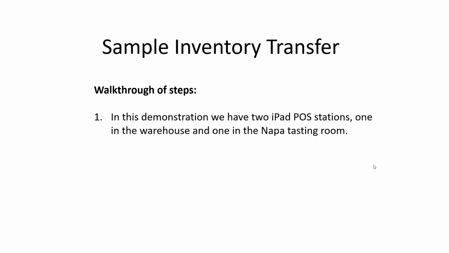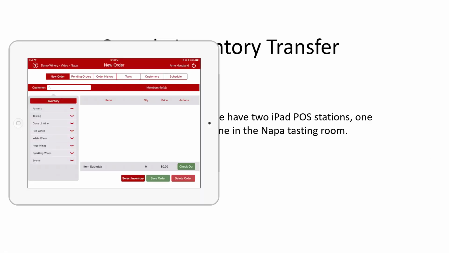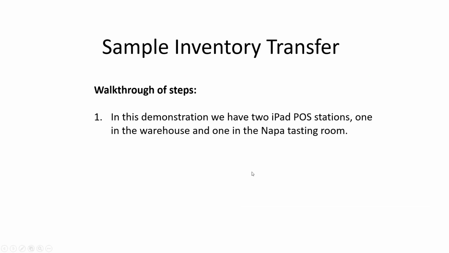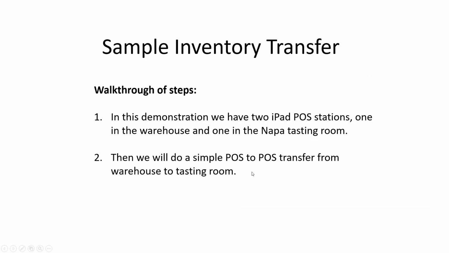So let me walk you through the steps that we're going to be showing you here. The first is that we're going to have two iPads. We're going to have one in the tasting room and one in the warehouse. So welcome tasting room, welcome warehouse. On the right hand side is Brandy, on the left is Arna. Next, we're going to do a simple POS to POS transfer from the warehouse to the tasting room.